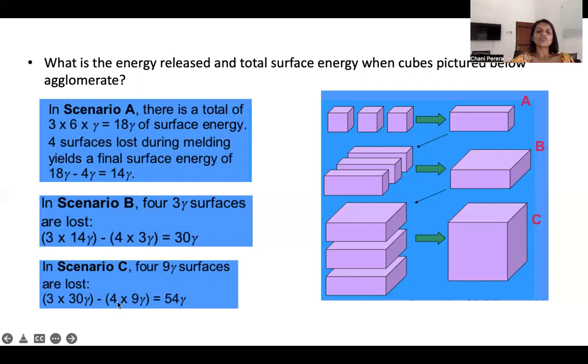Altogether, we are losing 4 surfaces again, and one surface will have 9 gamma. So we are going to lose 4 times 9 gamma when we are melding these blocks together to make one. And we know one block has 30 gamma. So we have 3 blocks, and in total we will have 3 times 30 gamma, and we are losing 4 surfaces with 9 gamma each. So that will yield 54 gamma for the big block. So you can see when we keep on melding things to get a big picture, we are losing energy.